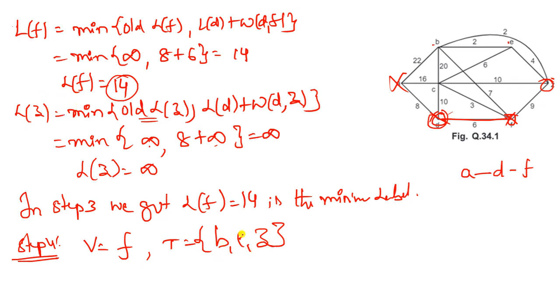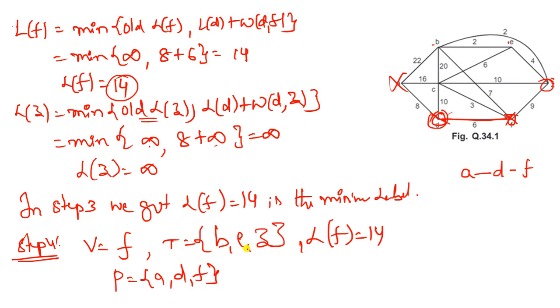3 iterations we will get in step 4. Okay, good. Now you know L of F is equal to what? 14. So in the entire steps we used L of F as 14. Okay, now P is equal to what? The path A comma D comma F. Okay, so up to here clear everyone?